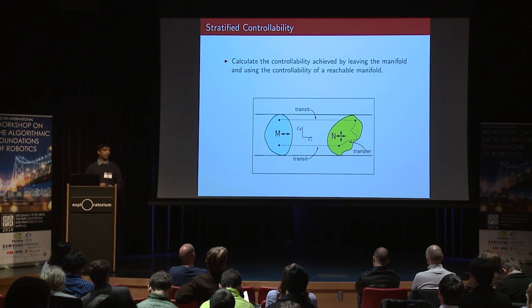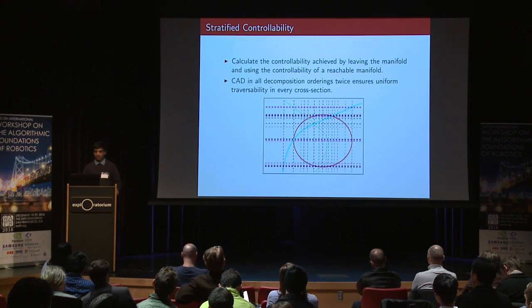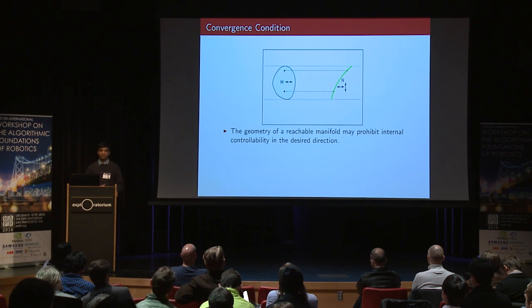To do that, we need to make sure that if we can get from M to N across one of those transit paths, we can get back along another transit path. So we want to get uniformity of those operations. In order to guarantee that we get uniformity, we have to perform cylindrical algebraic decomposition on our original configuration space twice.